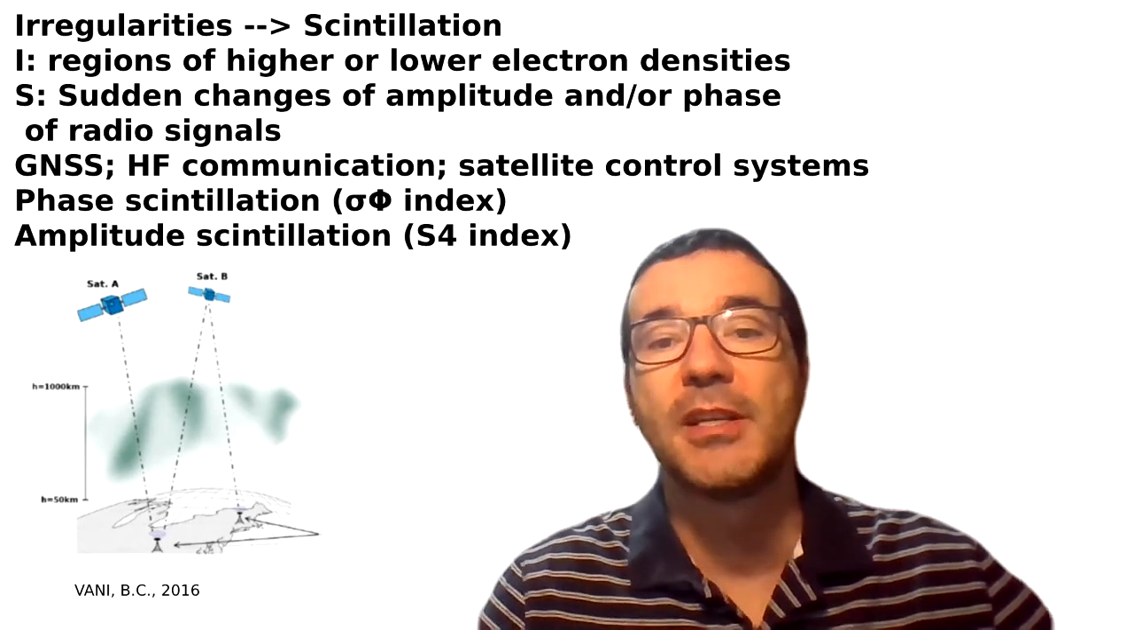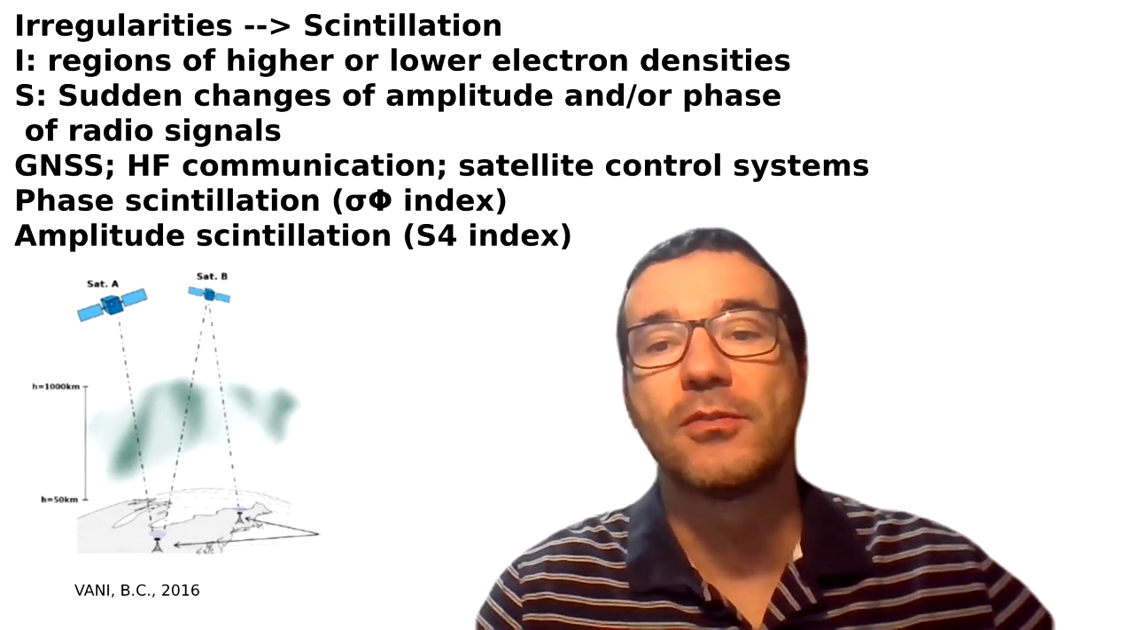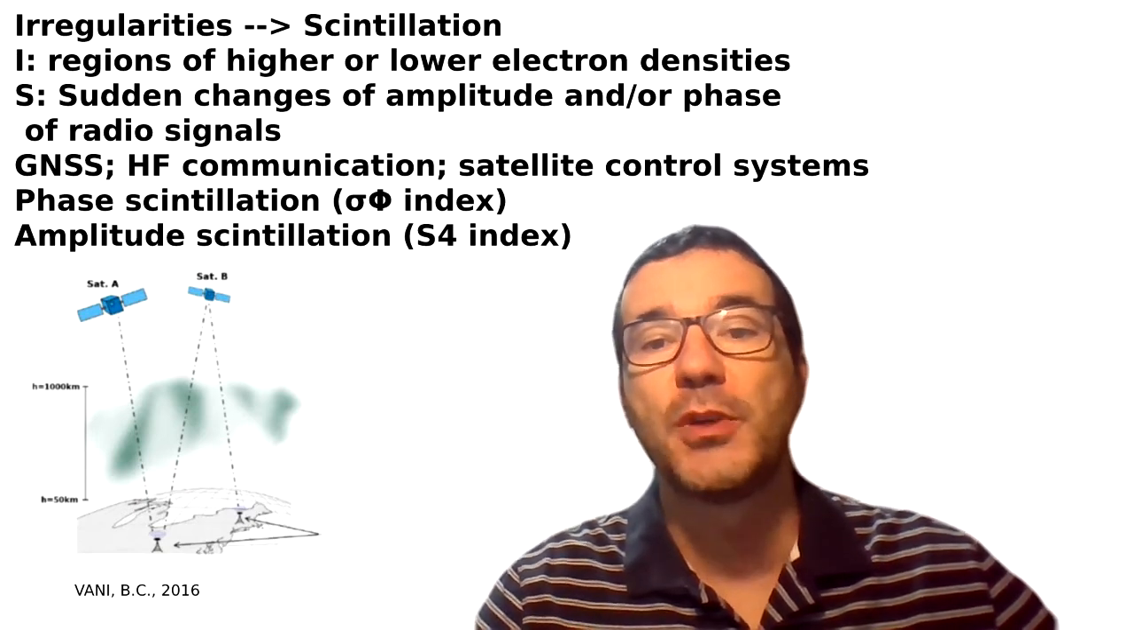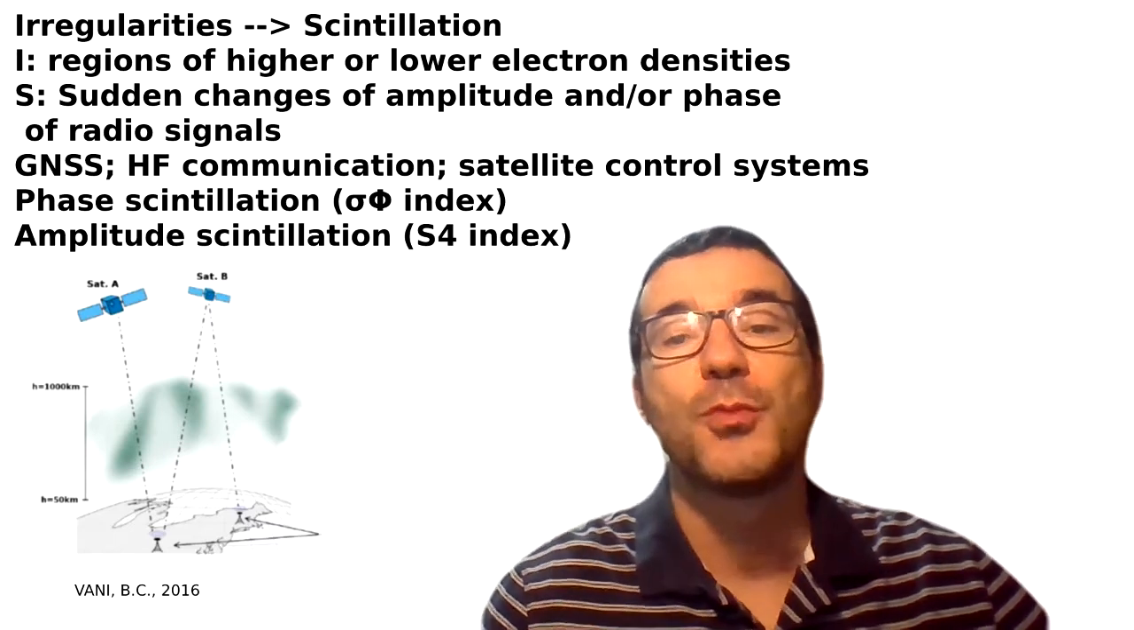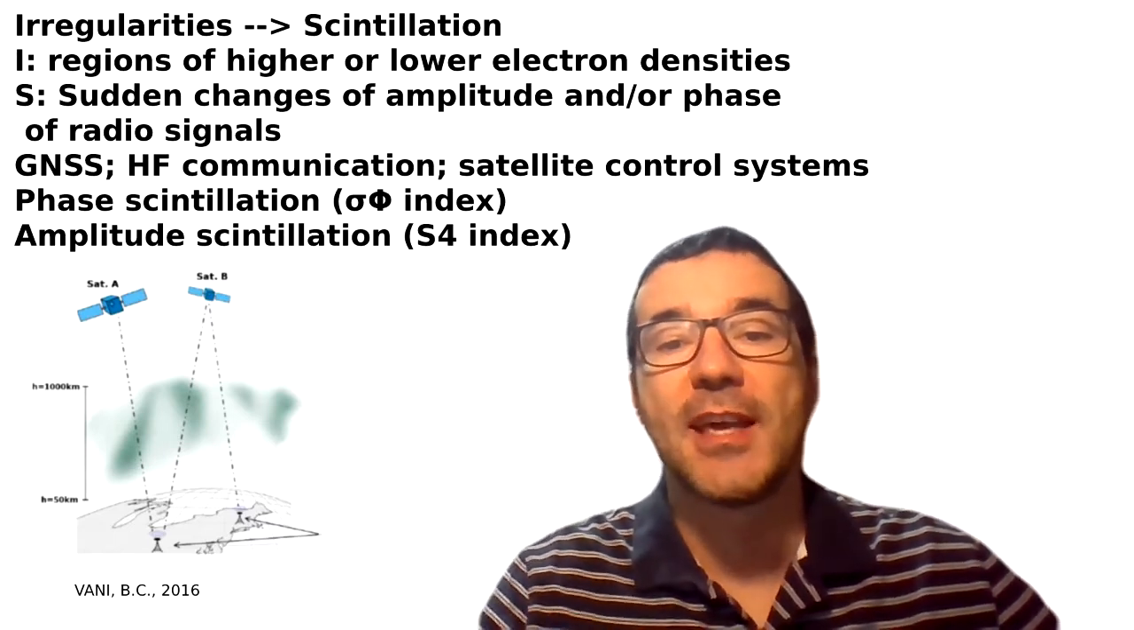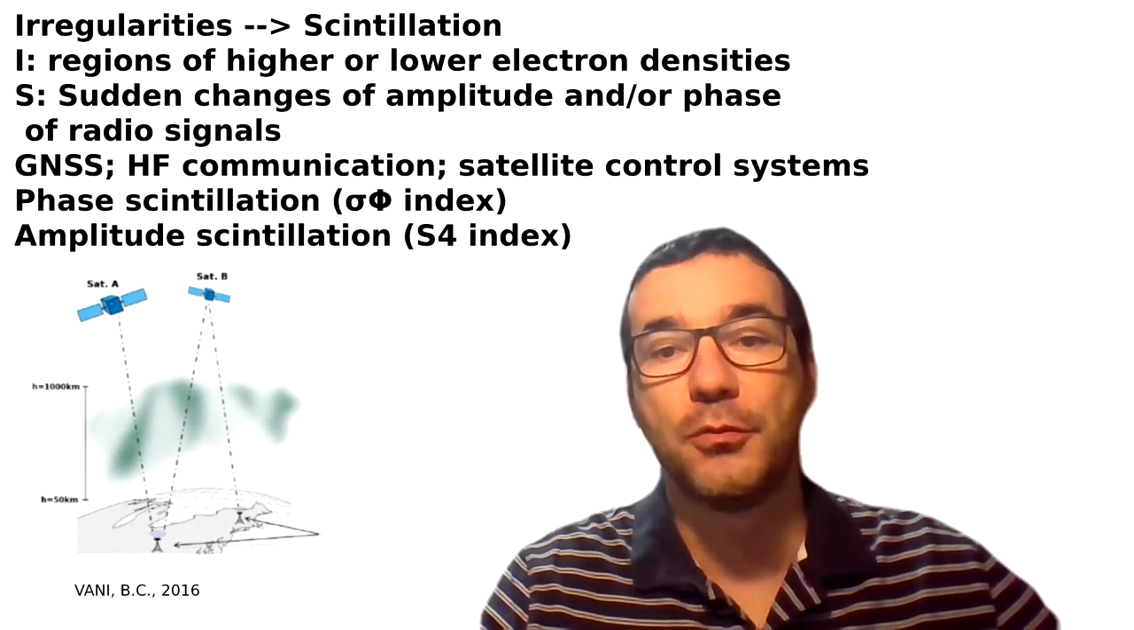This is important because if we know the locations and when the scintillation happened in a certain region, we'll be able to predict how it will behave in future cycles and also to predict when and where GNSS obstruction is likely to occur.